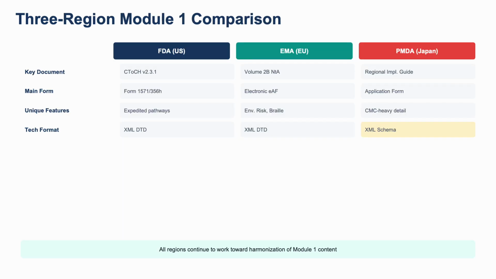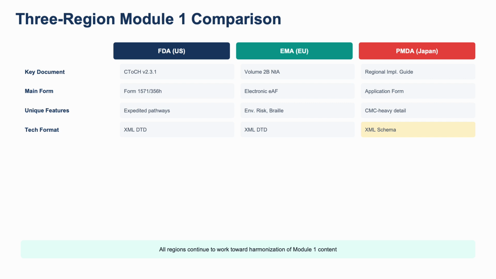This comparison table summarizes the key differences across the three major ICH regions. For key reference documents, FDA relies on the C2CH version 2.3.1, EMA uses EudraLex Volume 2B Notice to Applicants, and PMDA has its own regional implementation guide. The main application forms differ significantly. FDA uses Forms 1571 and 356H, EMA uses the Electronic Application Form, and PMDA uses a CMC-focused application form.